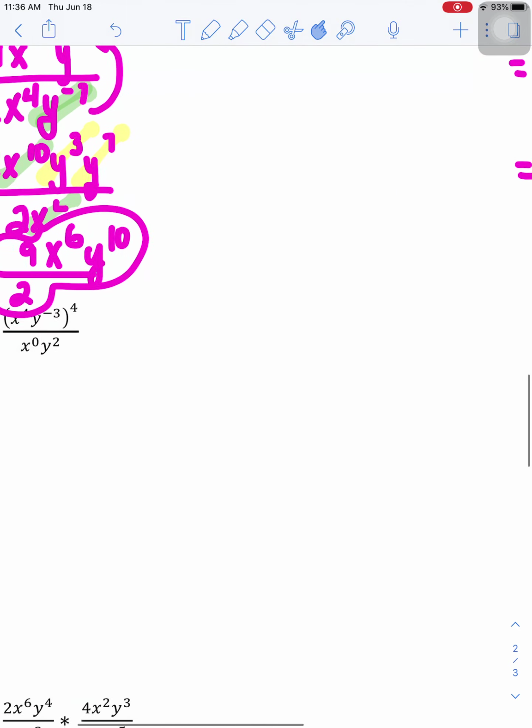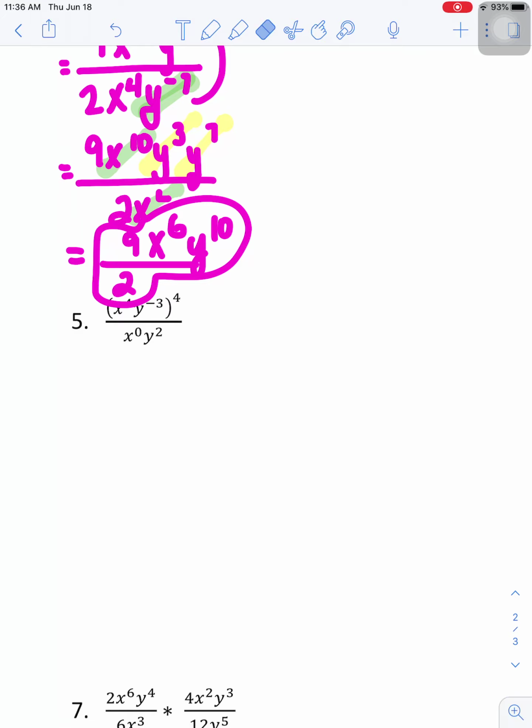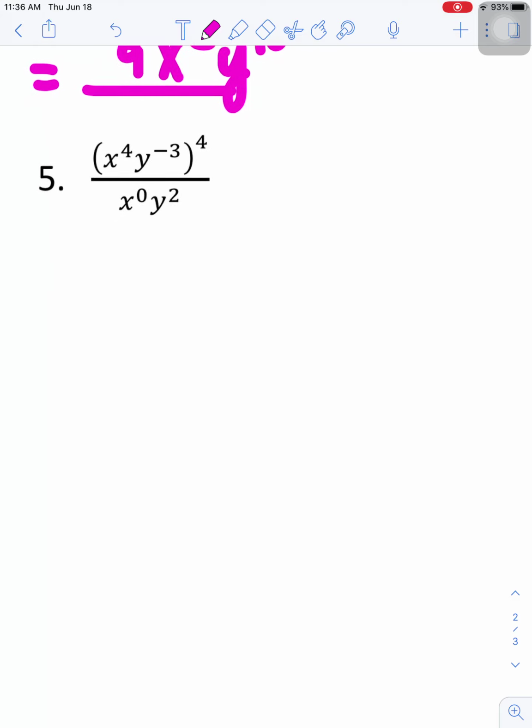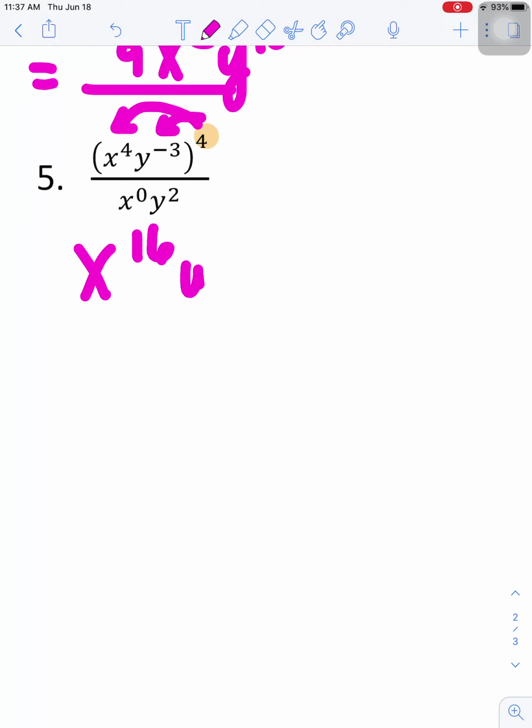All right, let's take a look at example 5. And you know what? I need to erase my lines around. All right, so number 5, the numerator is the quantity of x to the 4th, y to the negative 3rd, raised to the 4th power, and then we have all over x to the 0 and y to the 2nd. Now again, in this case, we have exponents that are outside of the parentheses, so that's going to tell us we need our power rule first. So that would give you x to the 16th and y to the negative 12th.